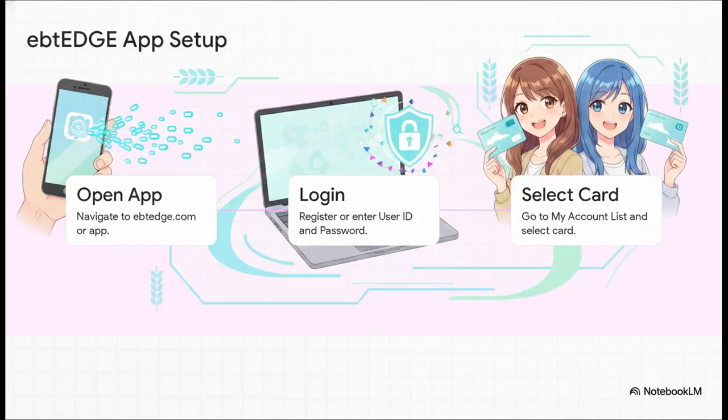Okay, once you've got the app installed, or if you prefer using a computer browser at ebtedge.com, here are your steps. Step 1, open up the platform. Step 2, if it's your very first time, you'll click Register to create your user ID and a secure password. Seriously, make sure it's a strong password that you aren't using anywhere else. And finally, Step 3. Once you're logged in, just navigate to My Account list and tap on your card.